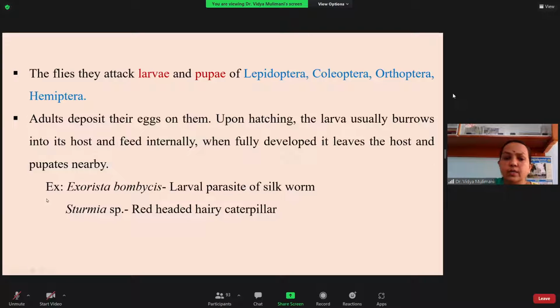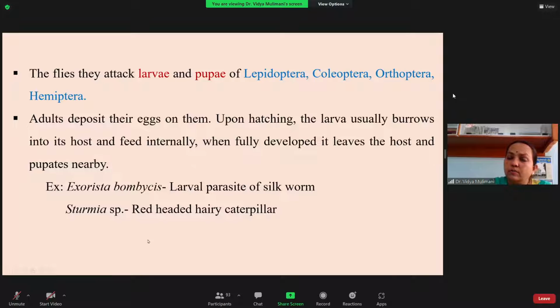Nearby. Okay, so these are the characters of these tachinids. For example, here you have Exorista bombyces. Don't mistake this Exorista bombyces for just any tachinid, because this is a pest on the silkworm. If you're coming from the silkworm rearing area, you will know about the Uzi flies. This is parasitic on the larvae of the silkworm. But you should know the example, that is Exorista bombyces.